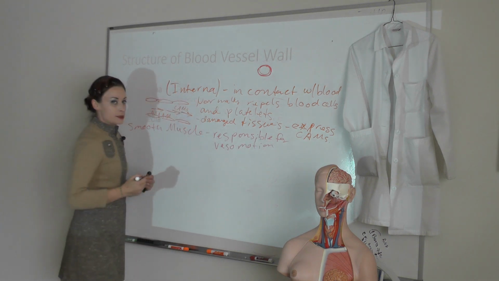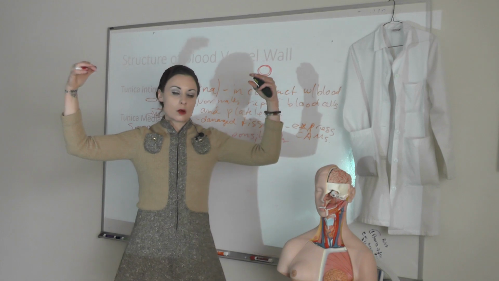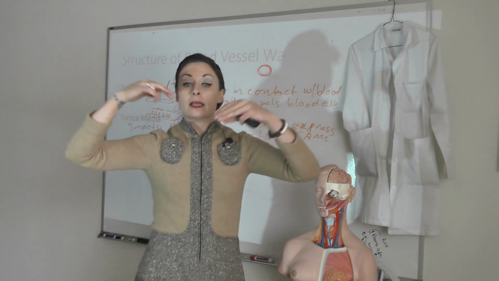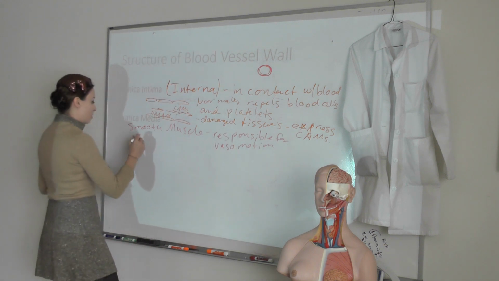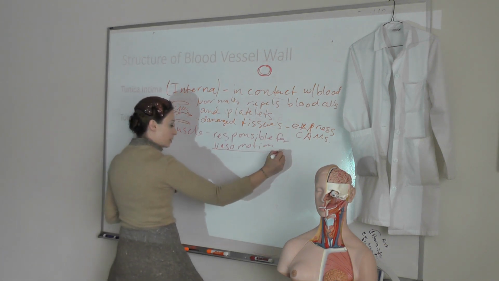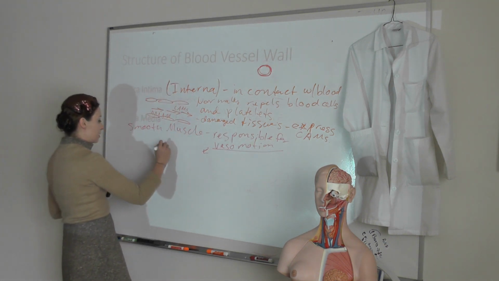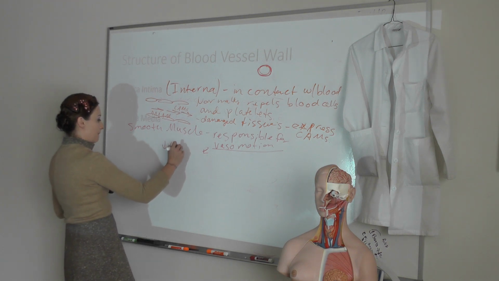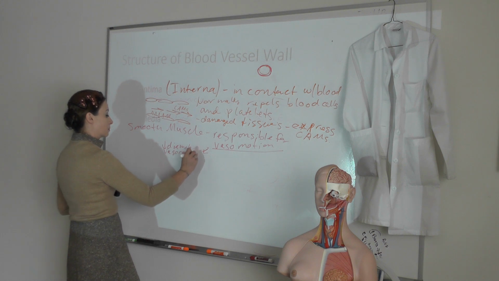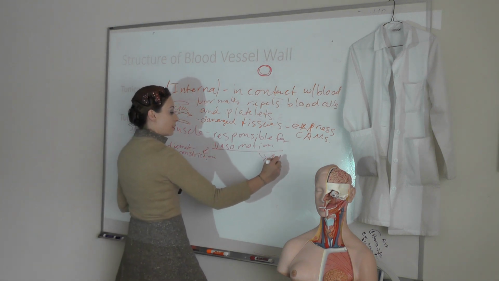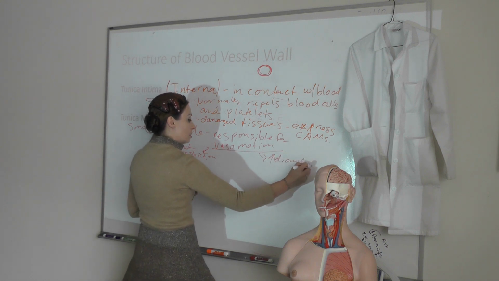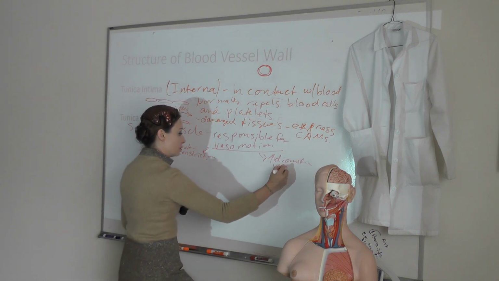And we have two types of vasomotion. We can get wider or we can get narrower. We can vasodilate or we can vasoconstrict. So vasomotion is our movement of our blood vessels. We could decrease our diameter, and that would be vasoconstriction, or we could increase our diameter, and that would be vasodilation.